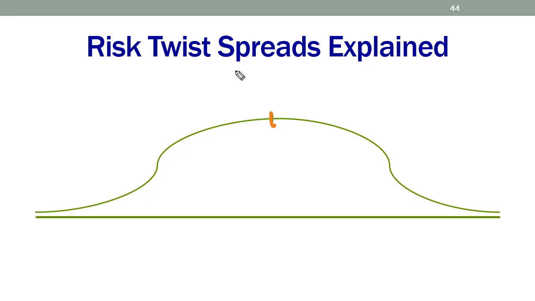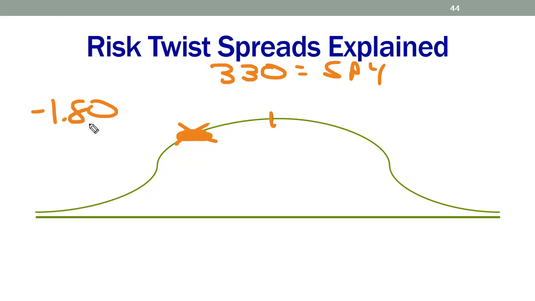The spiders, just the other day, were trading at 330, and that equals SPY. They're trading at 330. I loaded up a strategy that's way out here. So basically, it's pin the tail on the donkey. Now that strategy out there only cost me a nominal amount. Let's say it costs me $1.80.